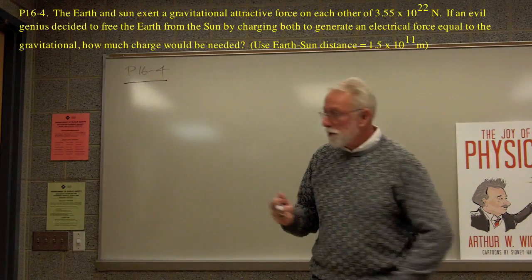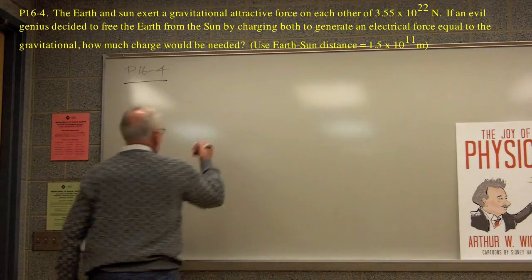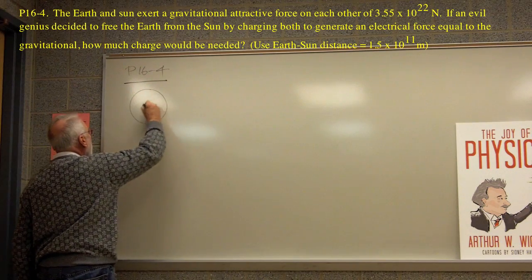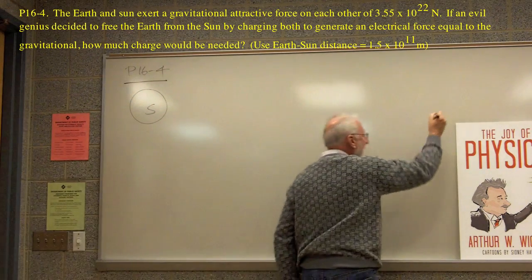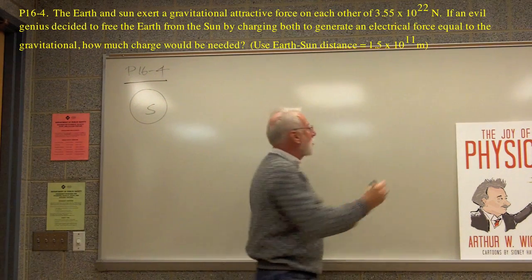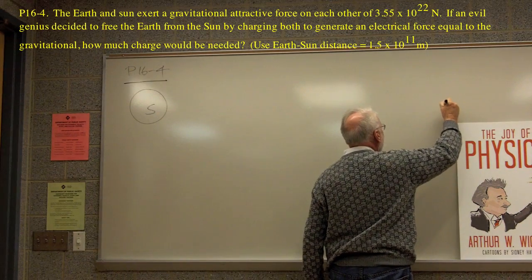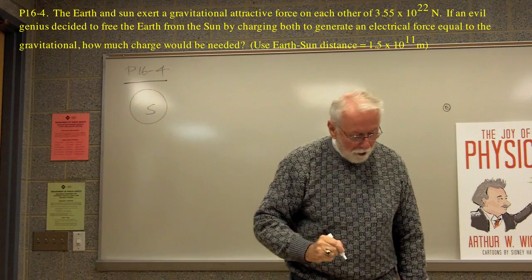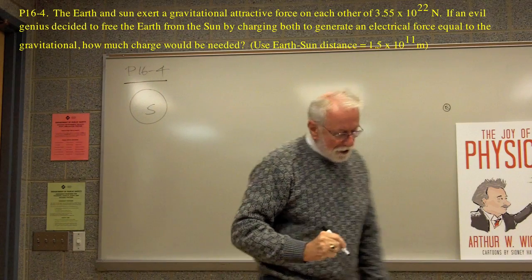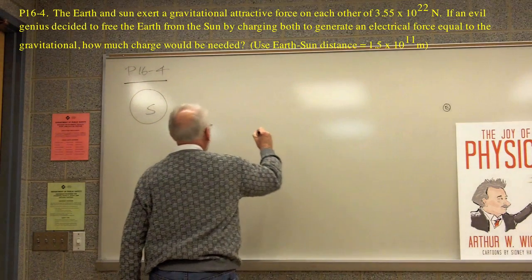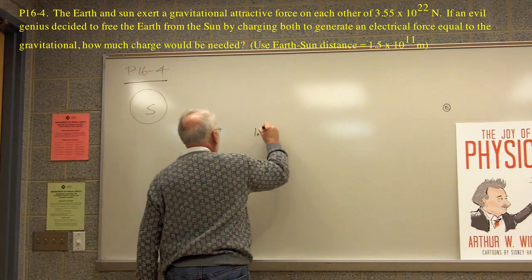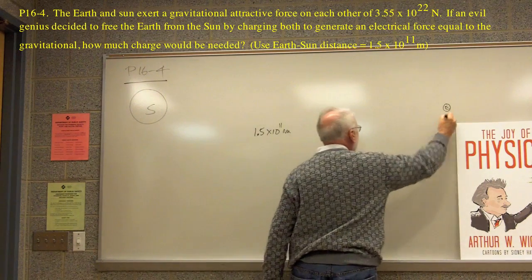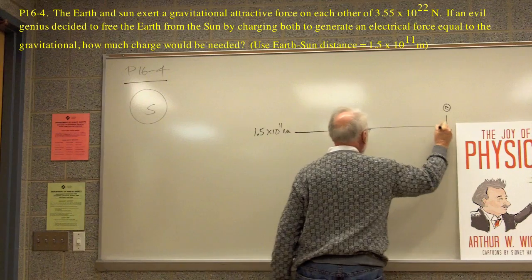So the sun and the earth, it says, are pretty far away. Of course, we knew that. Here's the sun. And I'm going to have trouble drawing this to scale, so I'll do the best I can. Here's the earth, much smaller, very far away. So then the distance is 1.5 times 10 to the 11 meters. And so, sun to earth.